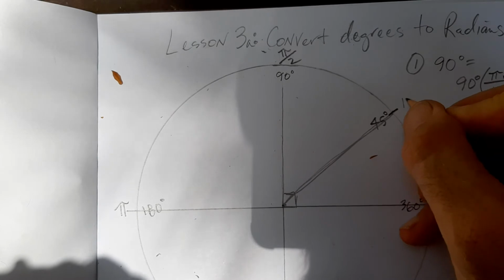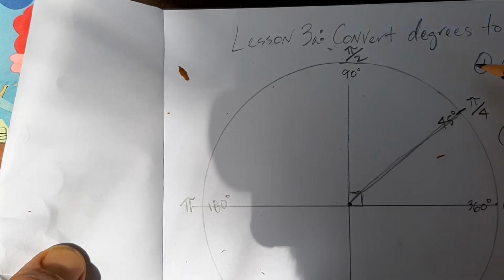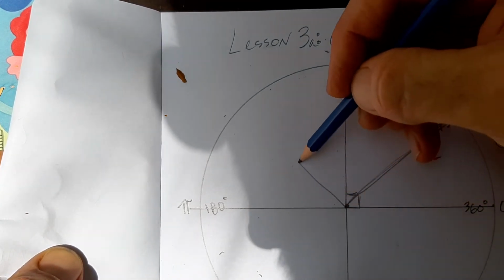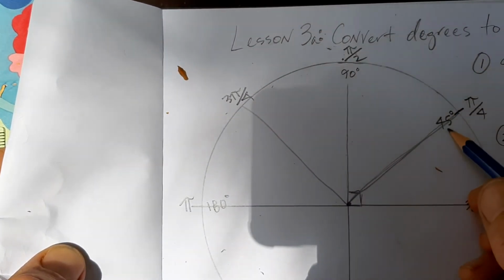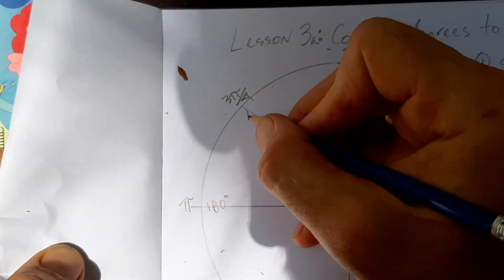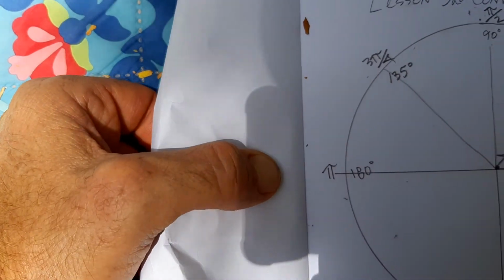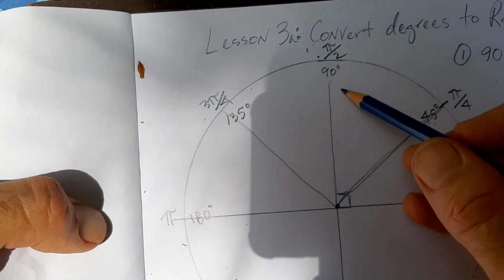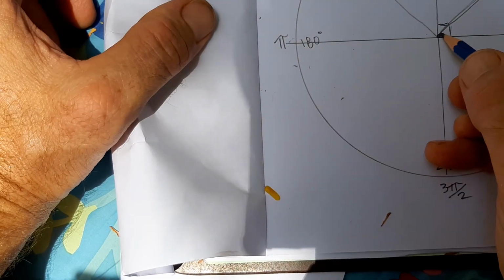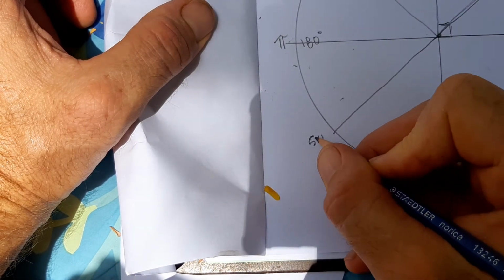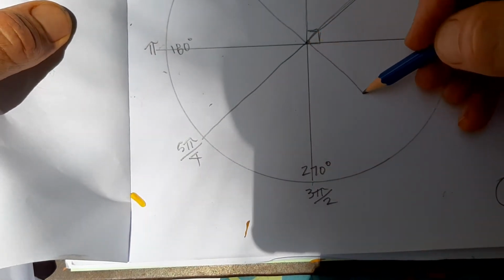Half of pi over 2 is pi over 4. So you can fill in these other ones. 1 pi over 4, 2 pi over 4, 3 pi over 4, which is the same as 45 plus 45 plus 45. And we know 4 pi over 4. 1 pi over 4, 2 pi over 4, 3 pi over 4, 4 pi over 4. And then over here you have 5 pi over 4, 6 pi over 4, 7 pi over 4.